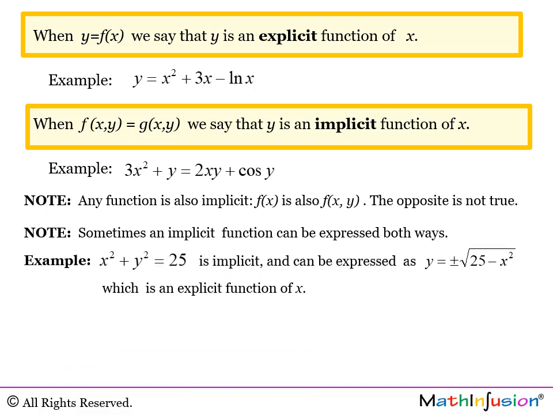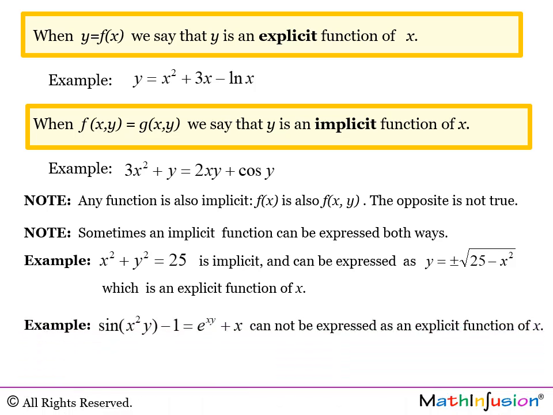For example, x to the power of 2 plus y to the power of 2 equals 25 is implicit, because we have x and y on one side. But it can also be expressed as y equals plus or minus the square root of 25 minus x to the power of 2, which is an explicit function of x. Example: sine of (x to the power of 2 times y minus 1) equals e to the power of xy plus x cannot be expressed as an explicit function of x.